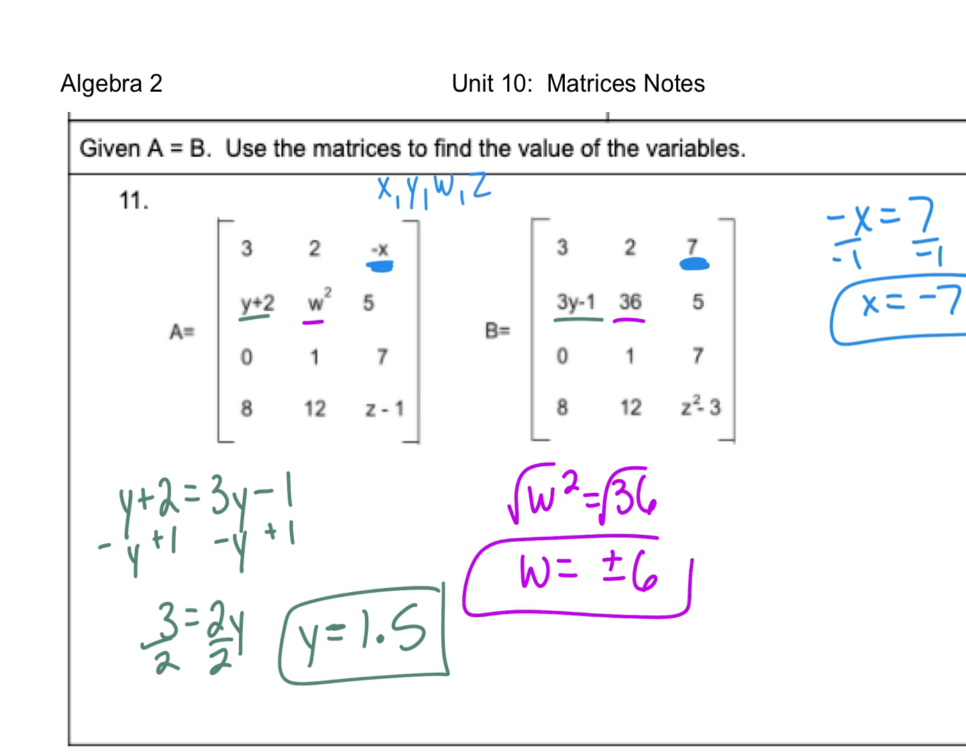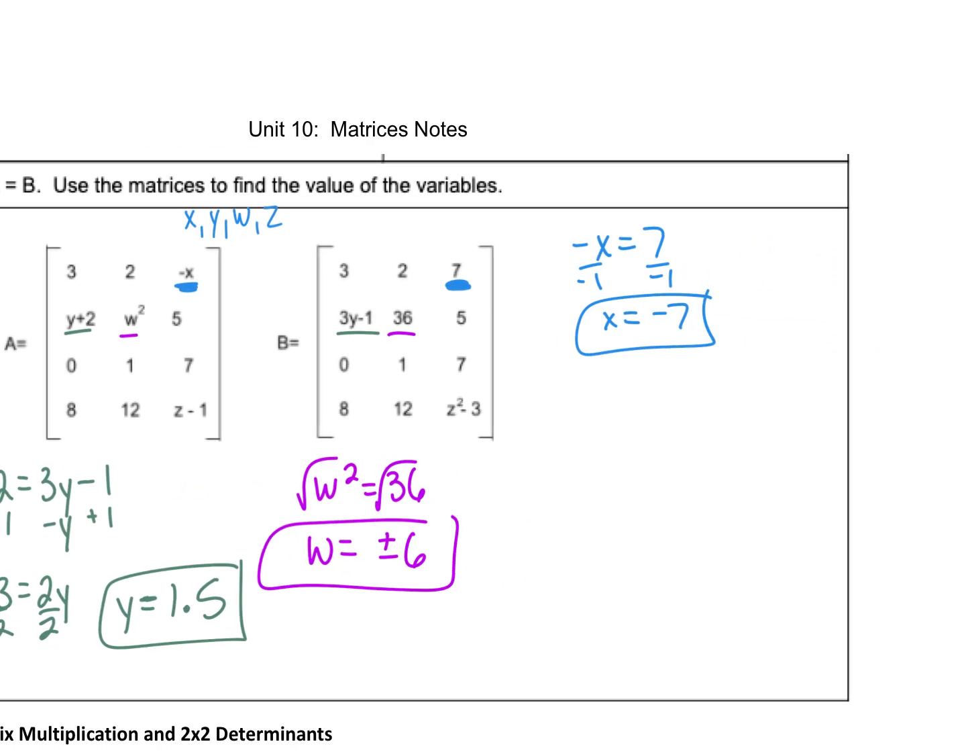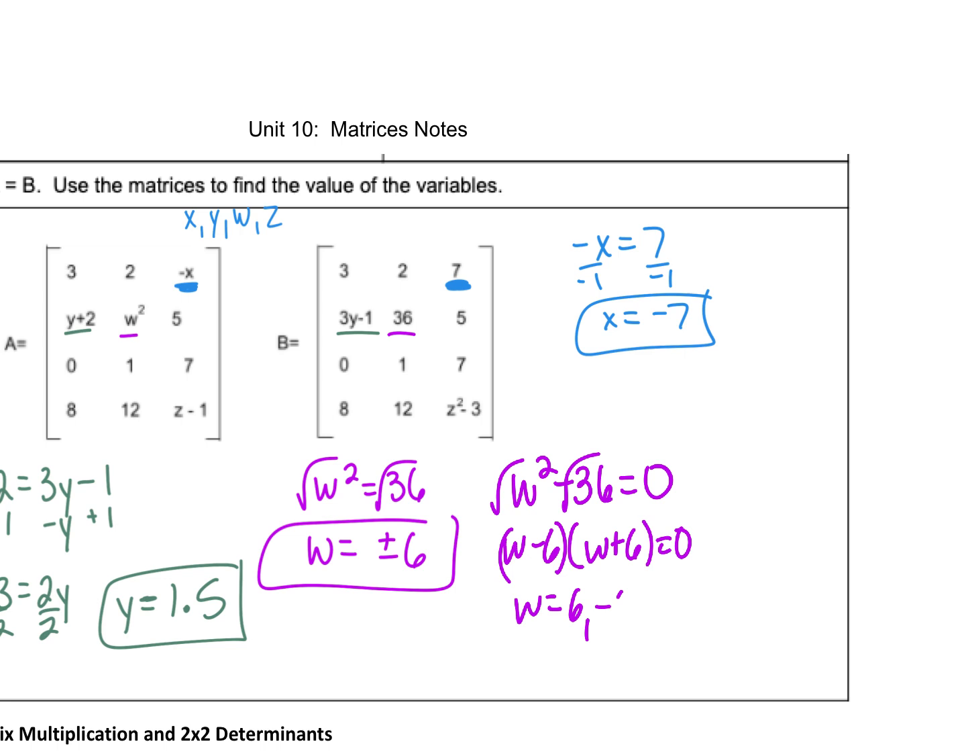The other way you could have done that, you could have subtracted the 36 over because we see that we have a higher exponent, which probably means we could do factoring to solve it, right? I get W minus 6, W plus 6, and if I break those apart and set them equal to 0, I get 6 and negative 6, which is the exact same thing as what I got here, okay? Don't do it both ways. Just pick the way that works better for you. What questions do we have?